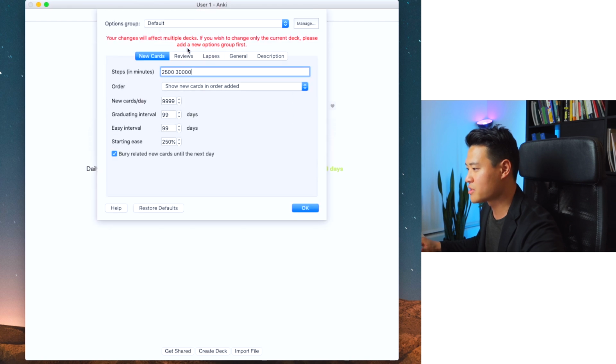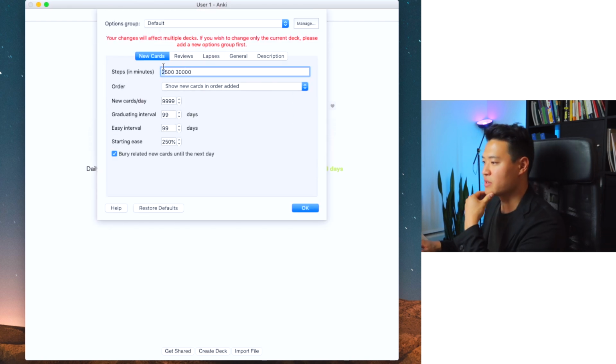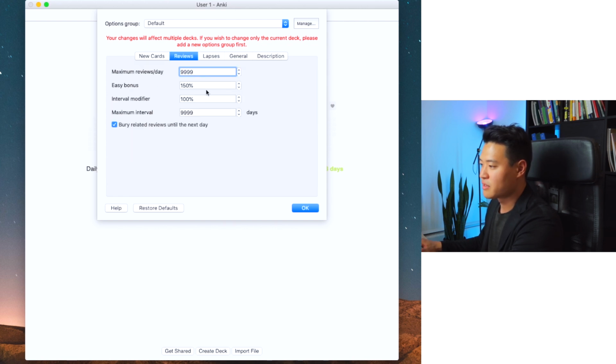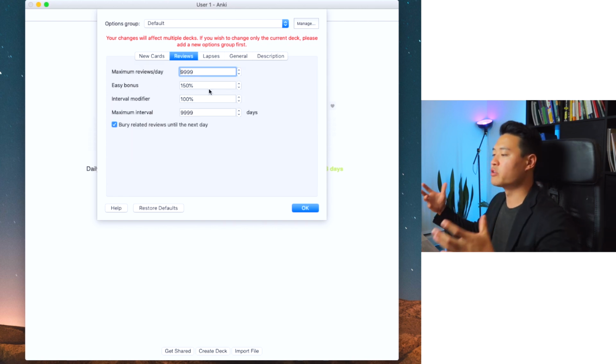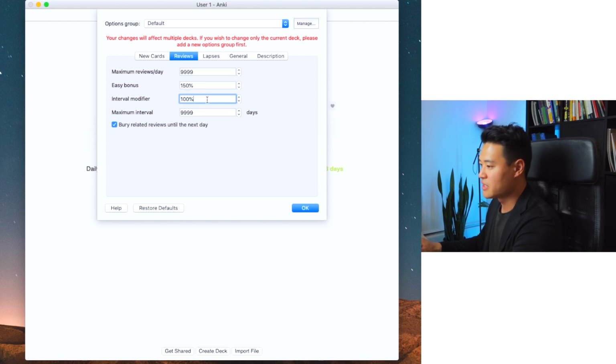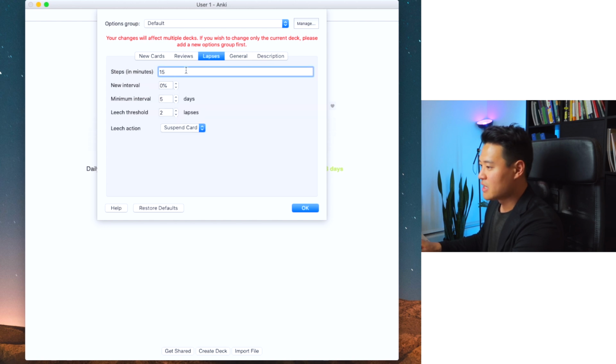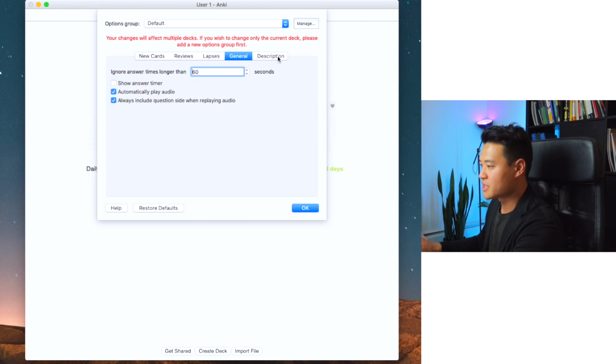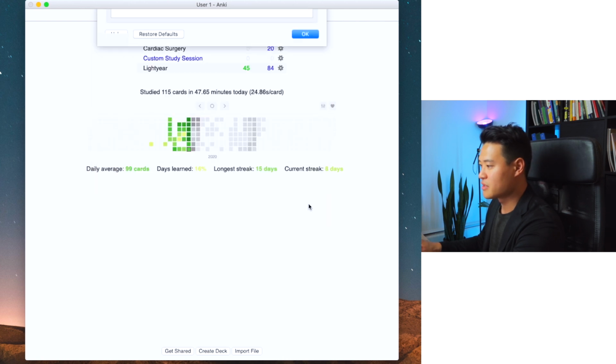So if I go to options here, it's still a default, but I changed the steps. So 2,500, 30,000, 99 new cards per day, 99 days, 99 easy intervals, starting ease 250. Reviews, I have it at maximum so that I review all the cards that I have to review for that day. Easy bonus interval, I kept it the same, maximum interval 99.99. Lapses 15, 5, 2, general 60 seconds, description. So that's the setting that I have.